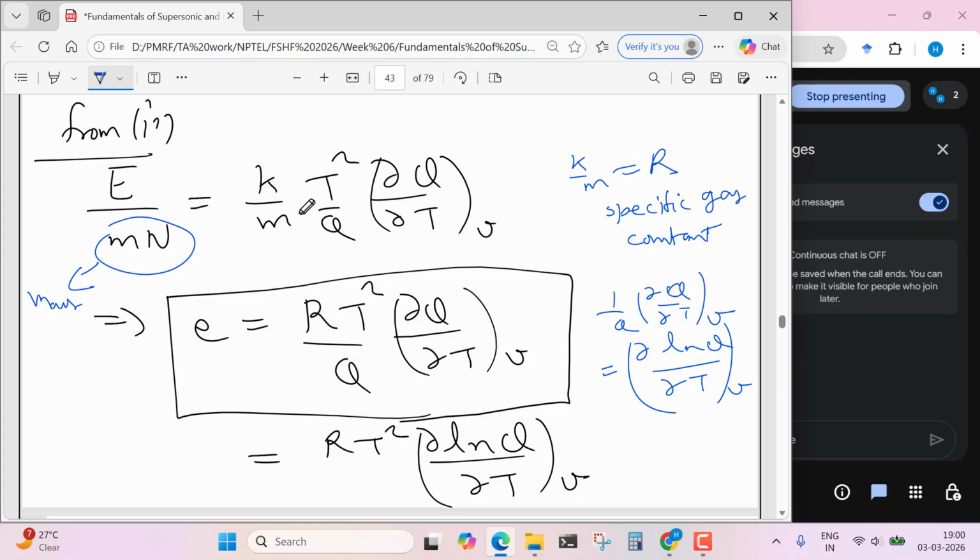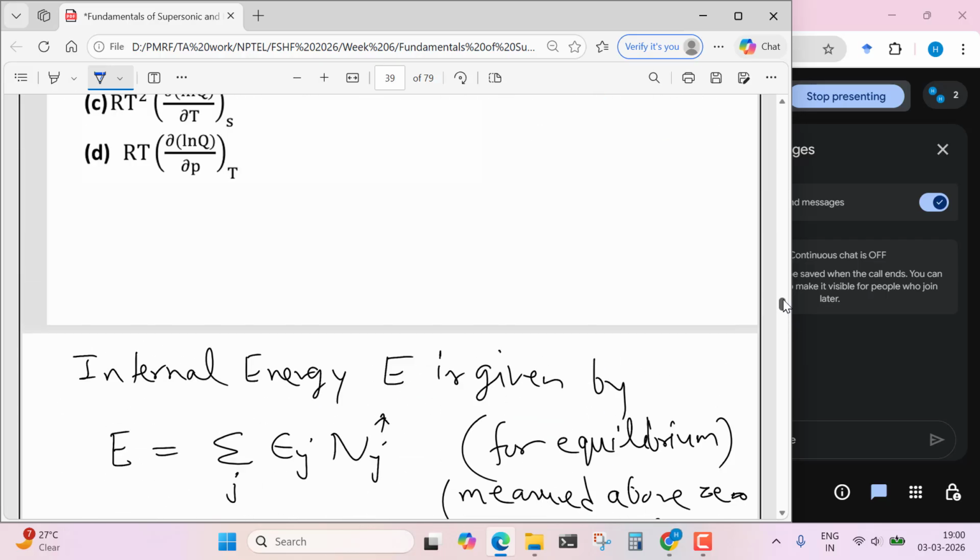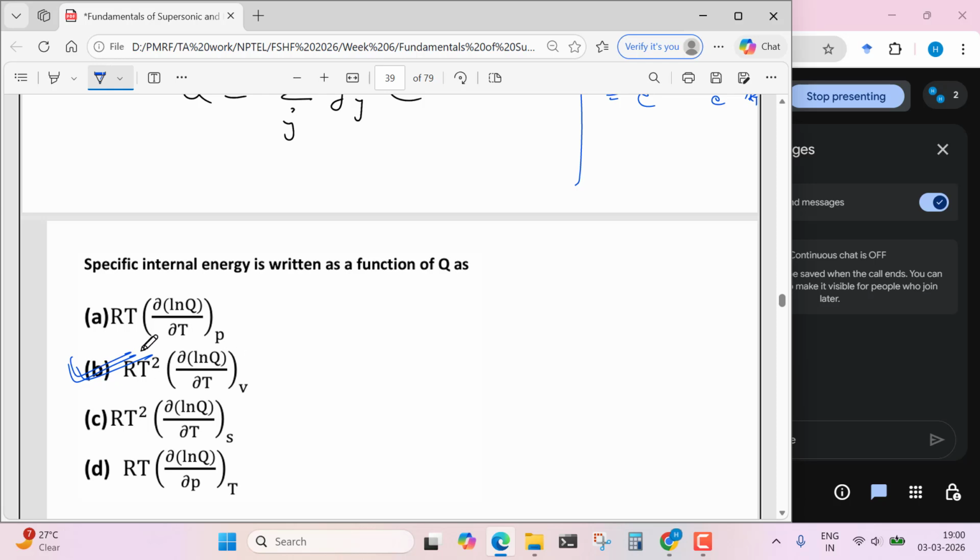So we can substitute this as R, and we will get E, where E upon m becomes the specific internal energy. So E equal to RT square upon Q, dou Q upon dou T at constant volume. Now this term, 1 upon Q, dou Q upon dou T at constant volume, is nothing but dou log Q upon dou T at constant volume. So we will get RT square dou log Q upon dou T at constant volume, which is the same as option B.